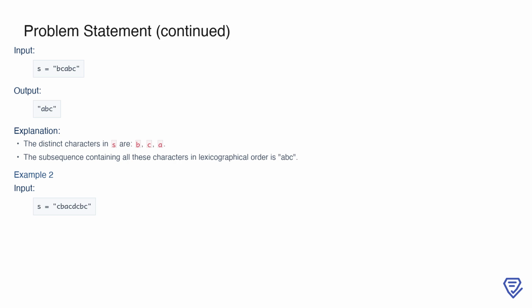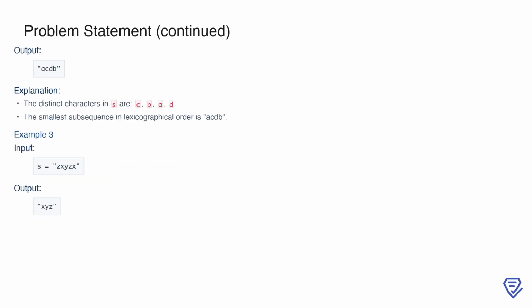Consider the first example, where the input string is S equals cbac. The distinct characters found in this string are B, C, and A. To form the smallest subsequence containing all these characters exactly once and in lexicographical order, we arrange them as ABC. This is because among all possible subsequences that include these three characters, ABC comes first in dictionary order. This gives us our output, ABC.